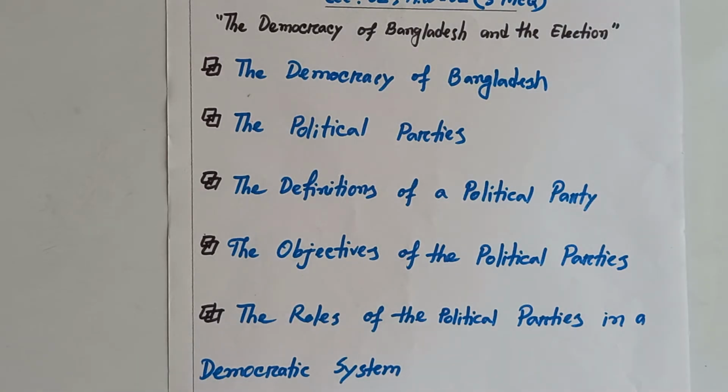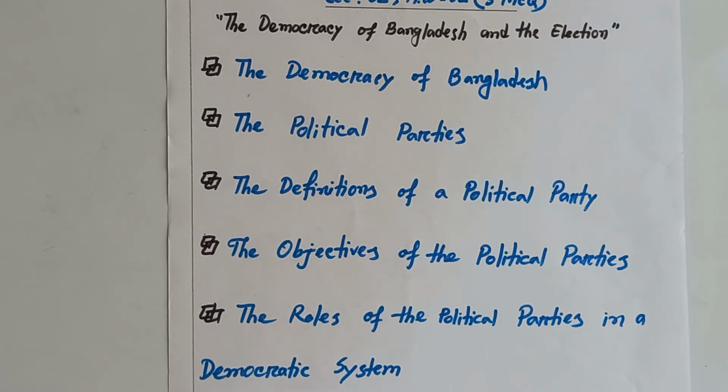The next point, the objective of political parties. What are the aims and goals? The main objectives of the political parties are: number one, to identify the problem of the country and make programs and policies and implement them, being united on principles. That means the political parties will identify the problems in the society and in the country, and then they will try to solve them.